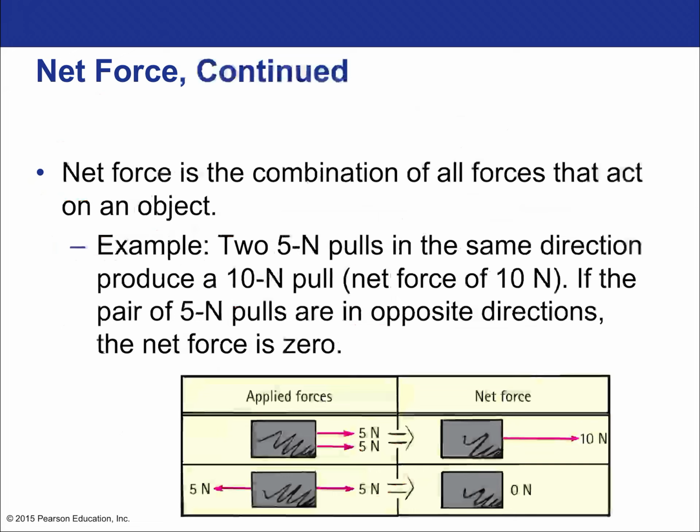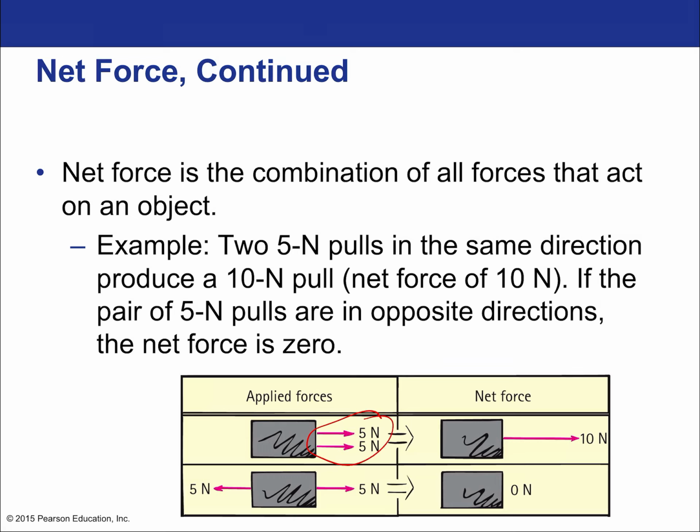Okay, mostly we're just going to be using the Pythagorean theorem, basically exclusively. Net force is the combination of all forces that act on an object. Example: two 5-Newton pulls in the same direction produce a 10-Newton pull, a net force of 10, because it's 5 plus 5, right? You can see that here.